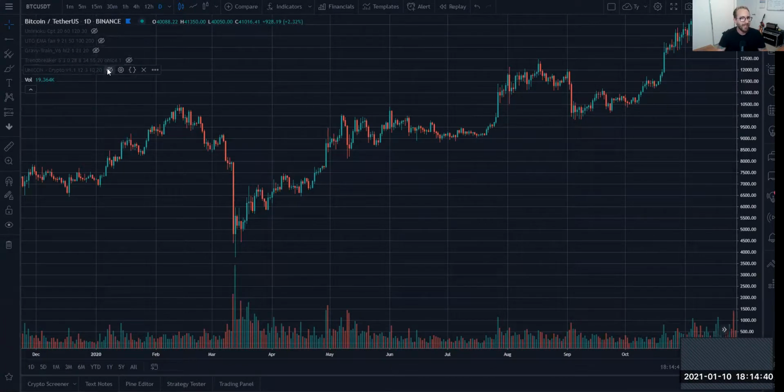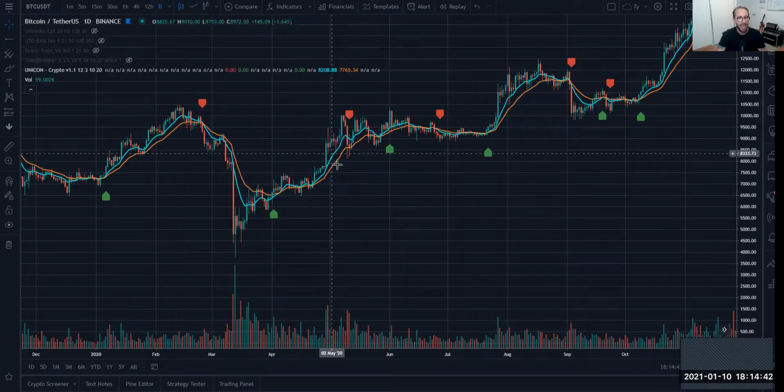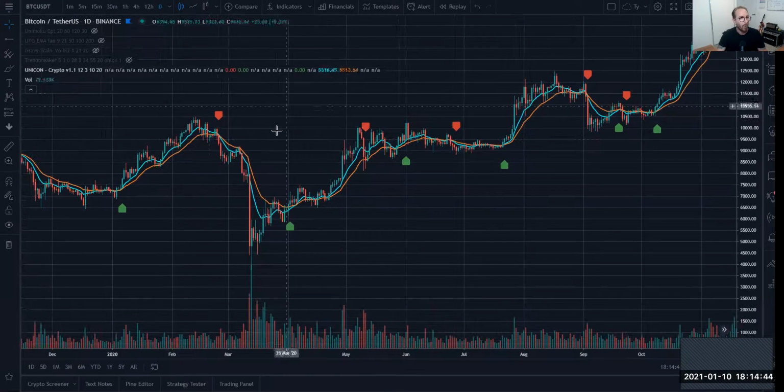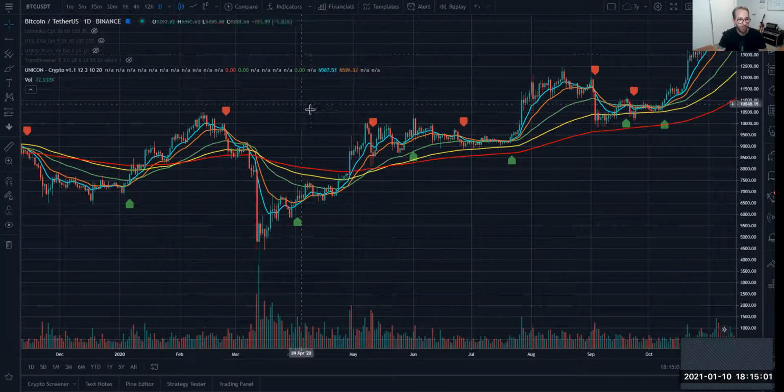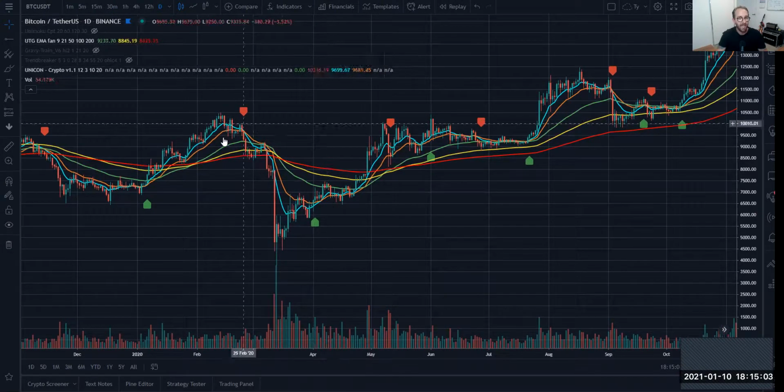So if we look at something like Unicorn, we're looking at a 10 and 20 moving average. And what this will do on the daily time frame is give you an indication of whether the 10 and 20 MAs have crossed, because they're shorter time frame averages. They're giving you a little bit more immediate data than something like a 150 or 200 moving average, which is giving you much longer time frame averages.